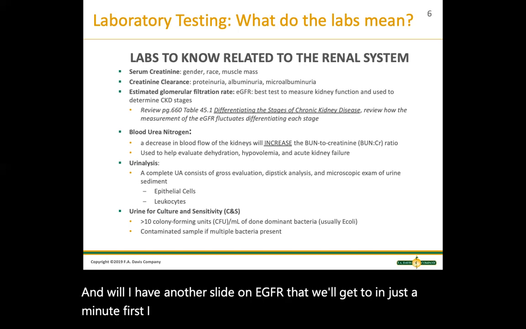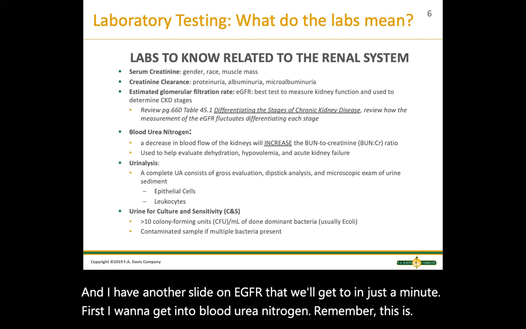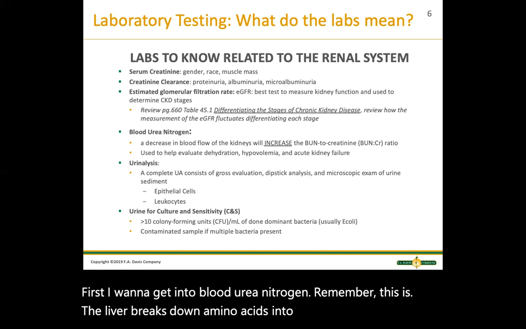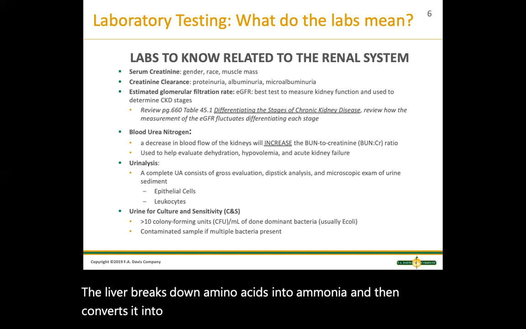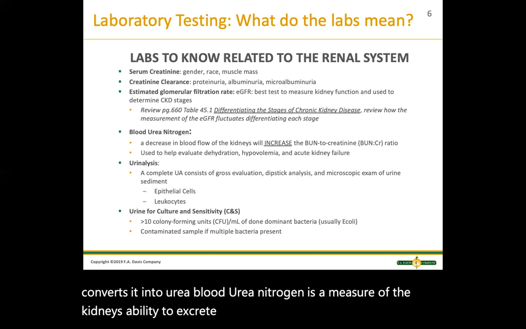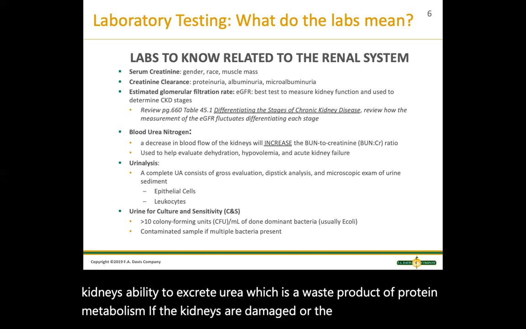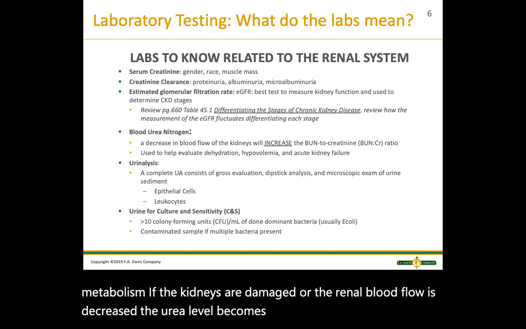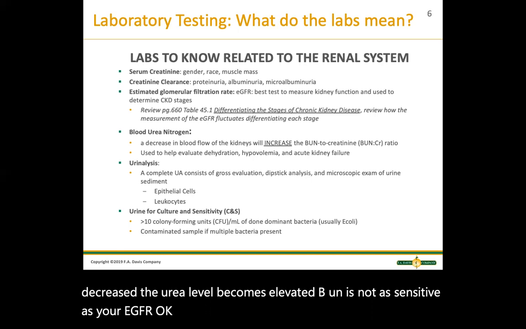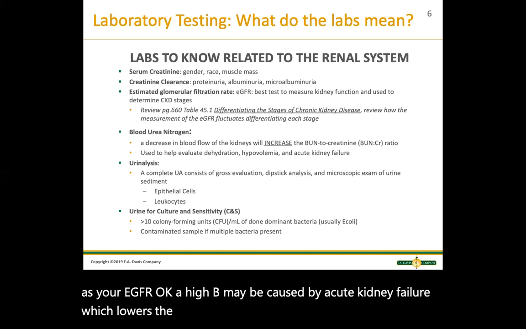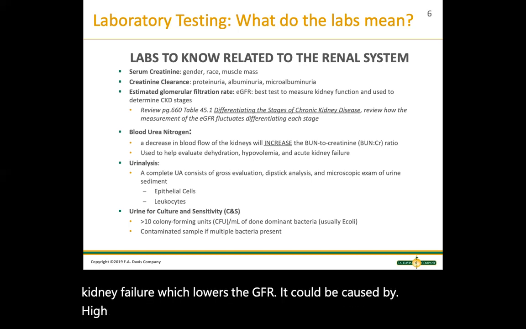First, I want to get into blood urea nitrogen. Remember, the liver breaks down amino acids into ammonia and then converts it into urea. Blood urea nitrogen is a measure of the kidney's ability to excrete urea, which is a waste product of protein metabolism. If the kidneys are damaged or the renal blood flow is decreased, the urea level becomes elevated. BUN is not as sensitive as your eGFR, okay? A high BUN may be caused by acute kidney failure, which lowers the GFR. It could be caused by a high protein diet, hemolysis, CHF, or drugs.